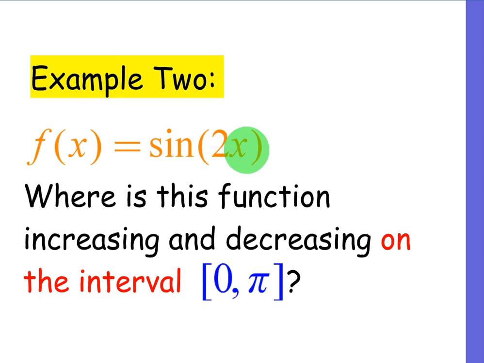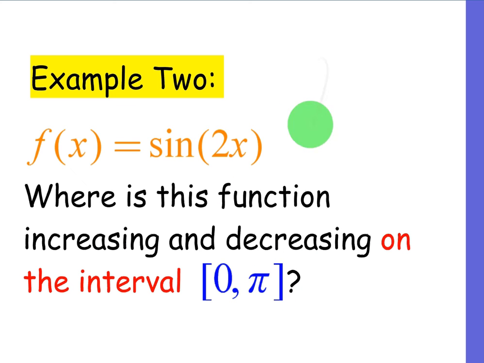Let's take a look at a trig function and where it increases and decreases. For example 2, we have f of x equals sine of 2x. We want to figure out where it's increasing and decreasing on the interval 0 to pi. So we have a limited interval here. We're not going to be dealing with negative infinity to infinity, only from 0 to pi.